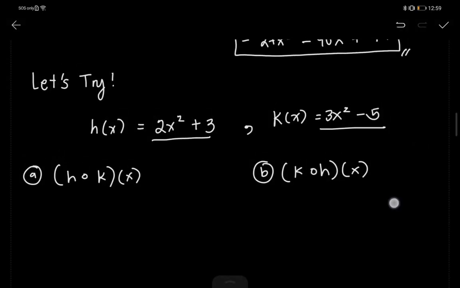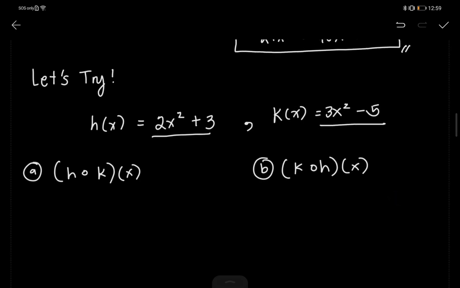Okay, so this time, let's try these two given functions. We have h of x is equal to 2x squared plus 3, and k of x is 3x squared minus 5. Try to find the value of h composite of k of x and k composite of h of x. Feel free to stop this video and try to answer on your scratch paper. Then after this, let us check your work.